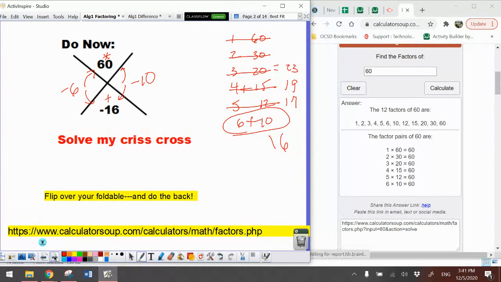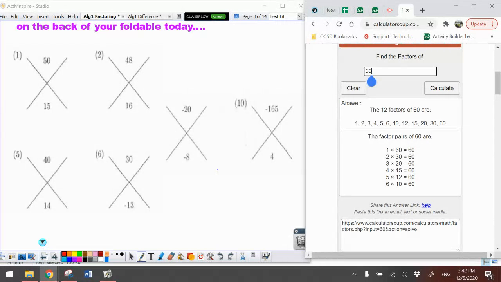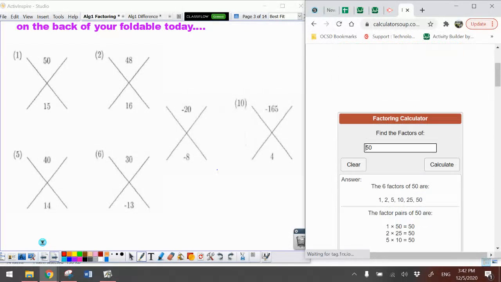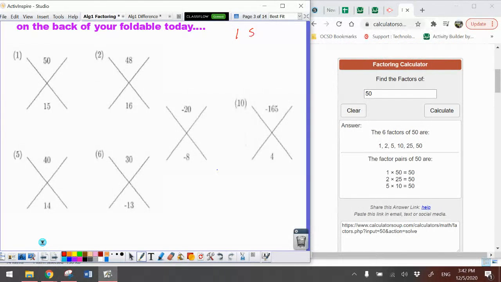Okay, let's do a few more of these. I'll help you get started on one more, and then I want you to keep working on this, and I'll catch up with you. So let's look at factors of 50. I'm going to clear this, put in a 50. I see I have 1 and 50, 2 and 25, 5 and 10. The only way that I'm going to get a positive 15 is with positive 5, positive 10.